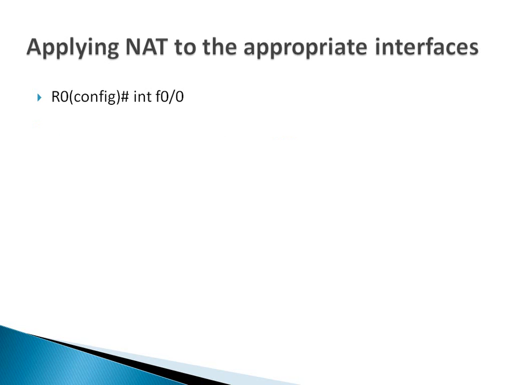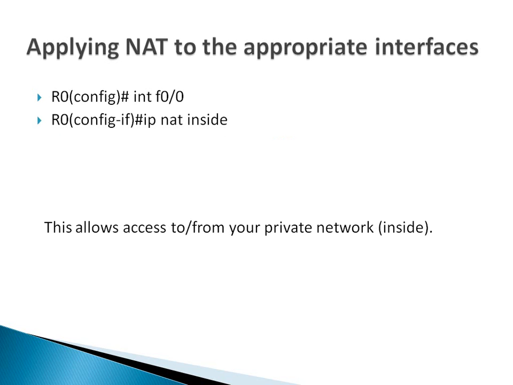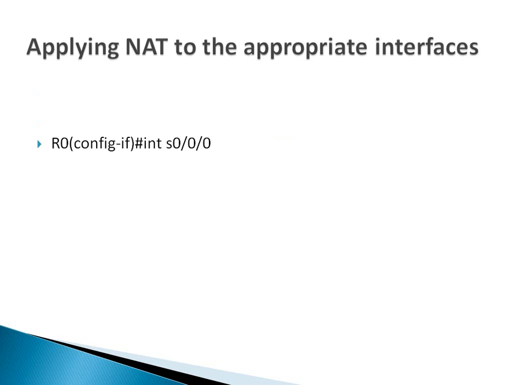Applying NAT to the appropriate interfaces. If our LAN interface FastEthernet 0/0 is our private network, simply type in ip nat inside. This allows access to and from your private network, the inside. On the serial interface going outbound, we enter the interface and type in ip nat outside. This allows for the NAT translation.